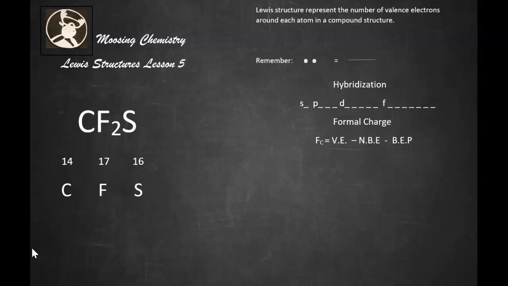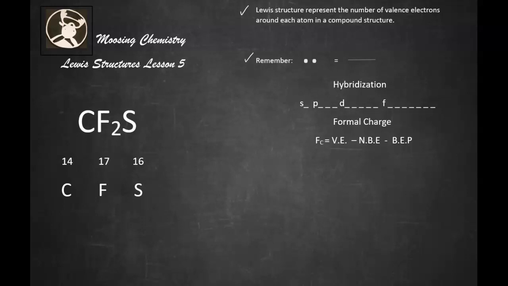Let's look at the compound CF2S. As we do that, it's important to remember that a Lewis structure represents the number of valence electrons around each atom in a compound structure. It's also important to remember that 2 dots equals a dash.